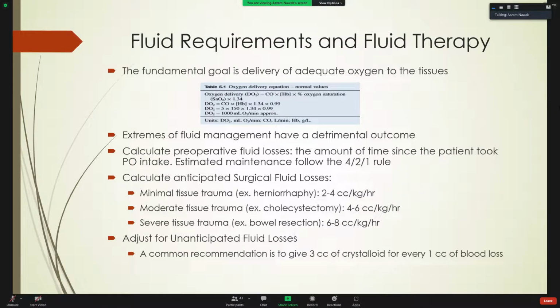We calculate the anticipated surgical fluid losses intraoperatively as minimal, moderate, or severe trauma. If it was minimal, 2 ml per kg per hour. If it was moderate tissue trauma like cholecystectomy, 4 to 6 ml per kg per hour. If it was severe tissue trauma like bowel resection, 6 to 8 ml per kg per hour. We adjust for unanticipated fluid losses. The common recommendation, if there is bleeding, we give 3 ml of crystalloid for every 1 ml blood loss.